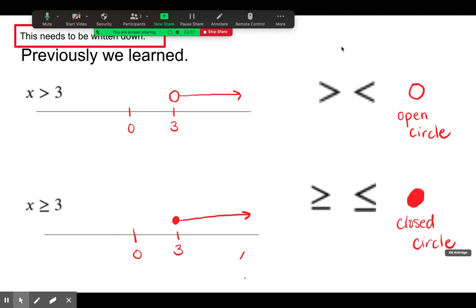So the thing you really need to take away from this is an open circle is for greater than or less than. A closed circle is for greater than or equal to, or less than or equal to.